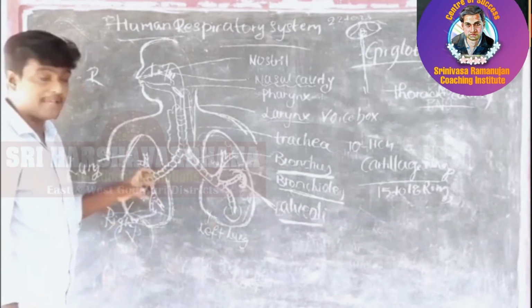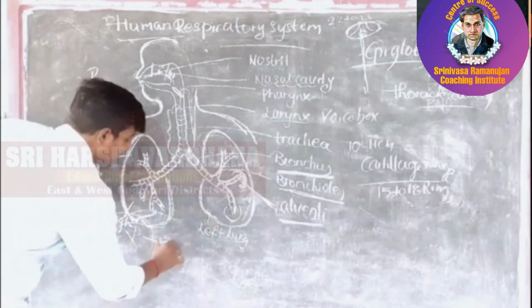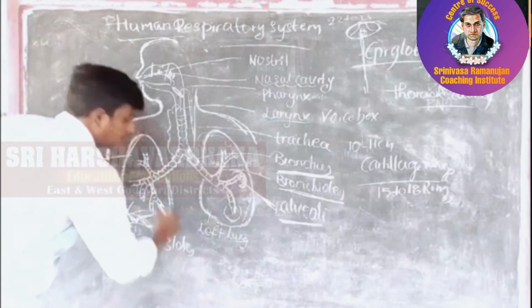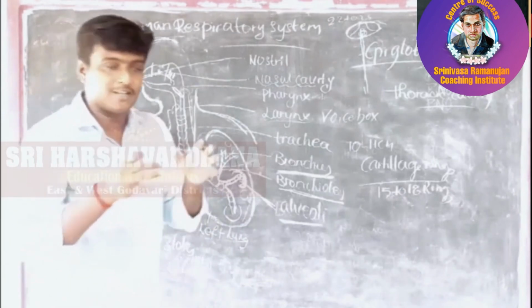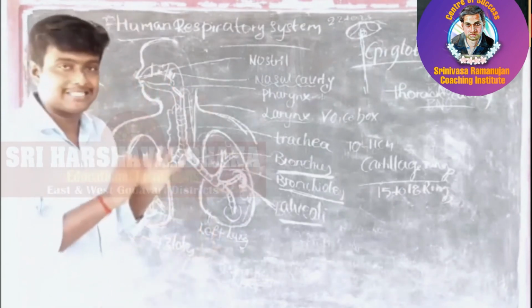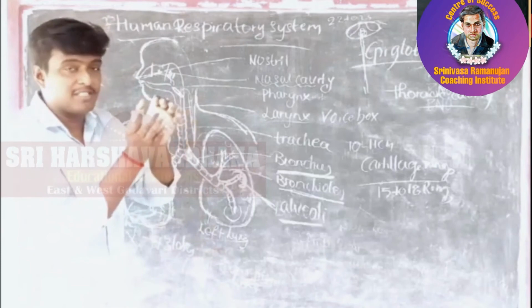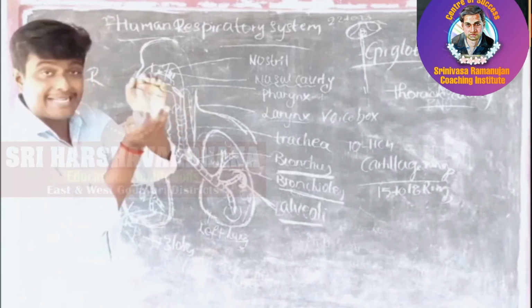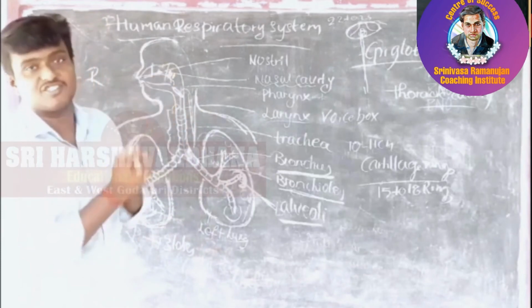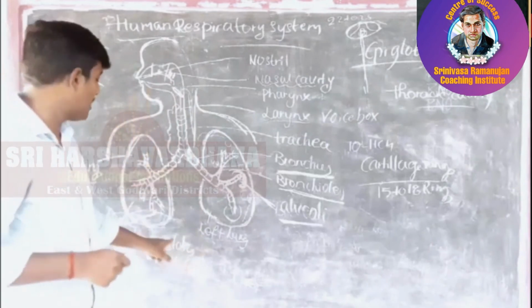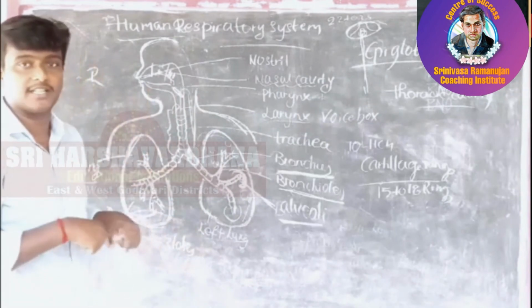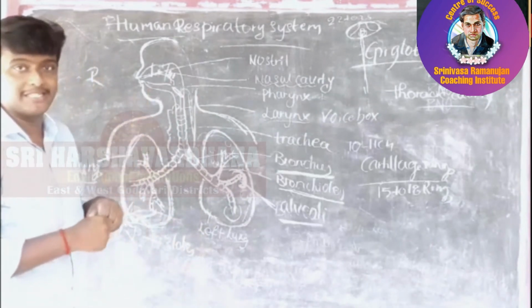And that is why the right lung is big in size: the right lung is made up of three lobes. Here I have drawn the lungs as a single structure, but the right lung is actually arranged as three balloon-like structures, and these three balloon-like structures we call lobes. Three lobes are present there, so that's why it is a little bit big in size.